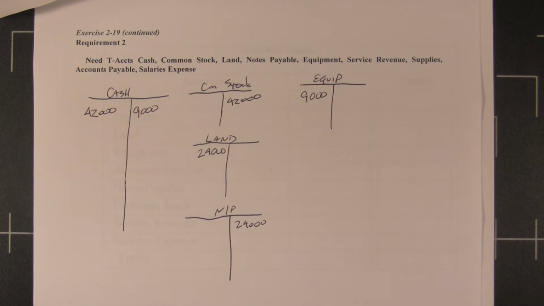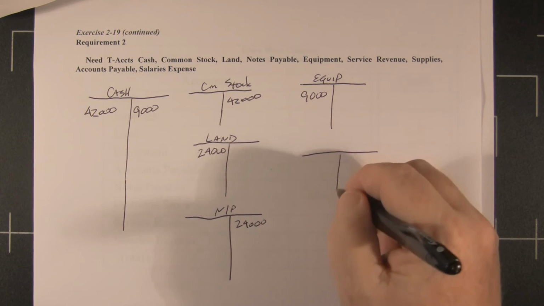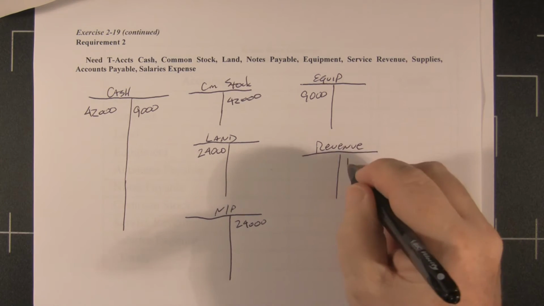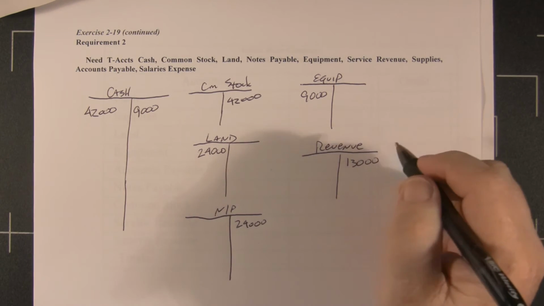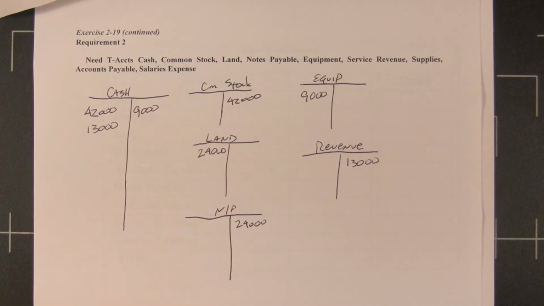Then we received $13,000 in cash for fees for the current month. So that's revenue, earned revenue of $13,000, and that's $13,000 in cash.